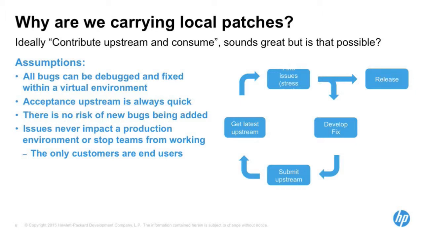So the second question, why are we carrying local patches? Because this question comes up occasionally. The ideal is you contribute upstream and you just consume when it's landed. And that's great, but there's a few assumptions in that ideal. That is, all the bugs that we encounter can be easily debugged in a virtual environment and fixed there. Acceptance upstream is really, really quick. You never have to wait 9 to 18 months for a patch to actually get accepted. Has happened. And there's absolutely zero risk of any bugs coming back down when you could take the latest. Because guess what? You don't just get your patch, you get the other 50 patches that landed in the last day as well.